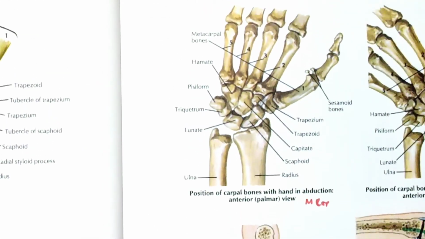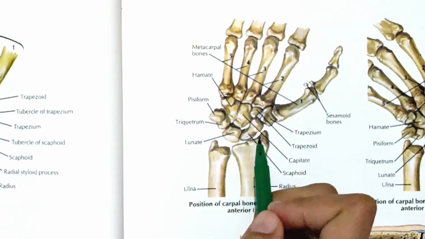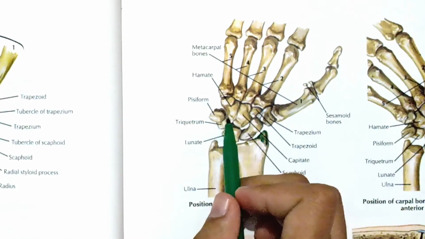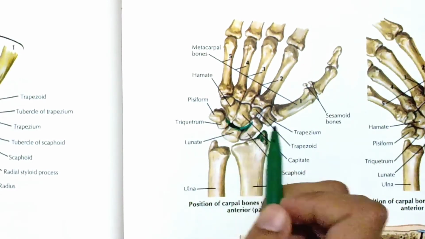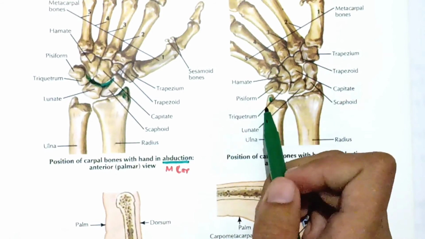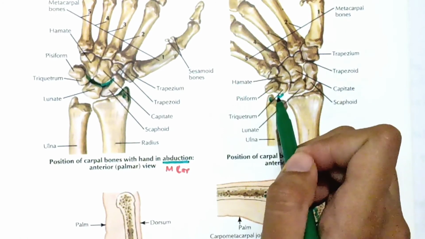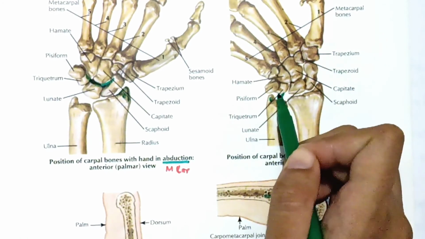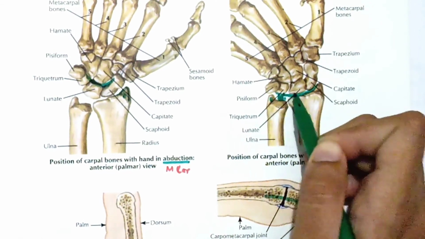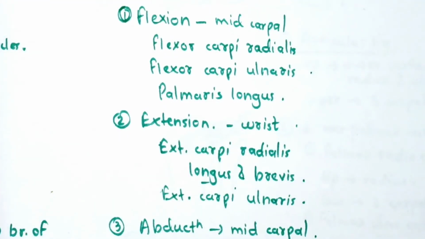Now let's see the position of the hand in abduction. In abduction you can see there is restricted movement because of this long styloid process of the radius bone. That's why the main movement is at the mid-carpal. And here in adduction you can see that the styloid process of the ulna is not much bigger as compared to the styloid process of the radius. That's why you have much range of movement, much space here to move in adduction. That's why the main movement is at the wrist joint in adduction. So this is all about the movements, and this is all about the wrist joint.